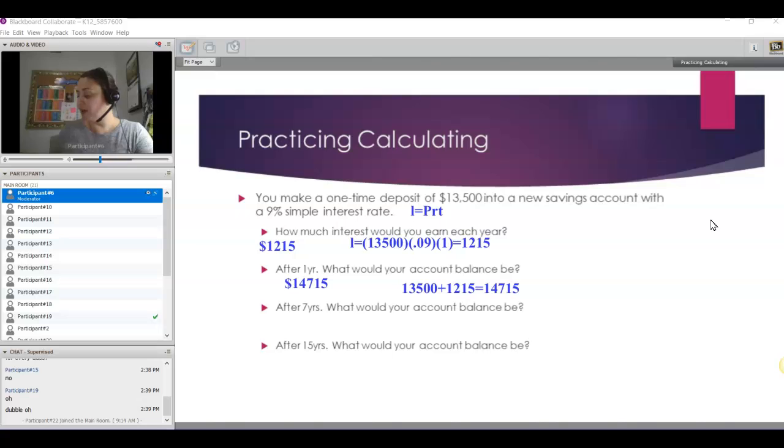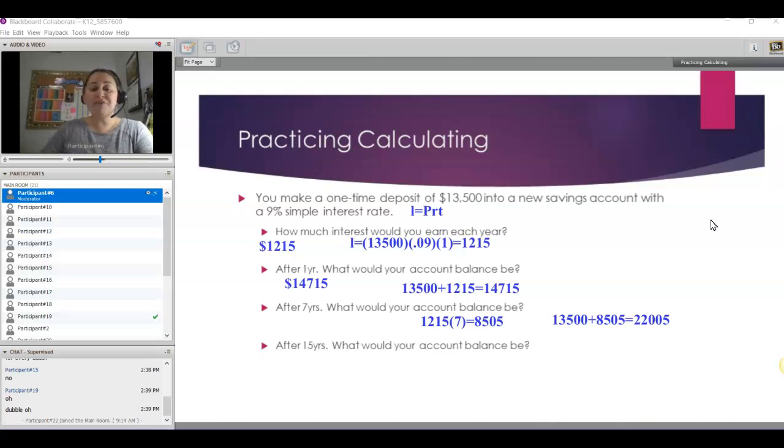And so when I multiply it by 7, I get an interest of $8,505. Then I go ahead and add 13,500 plus 8,505, and I get $22,005. Okay, that would be my balance after 7 years, $22,005.